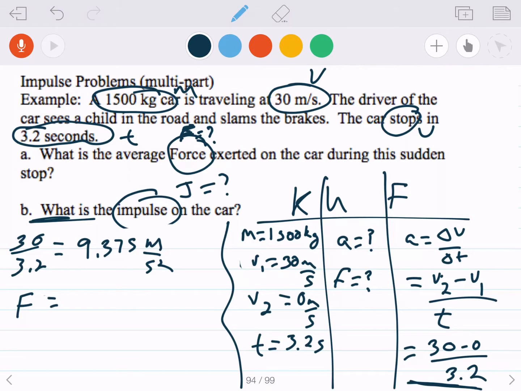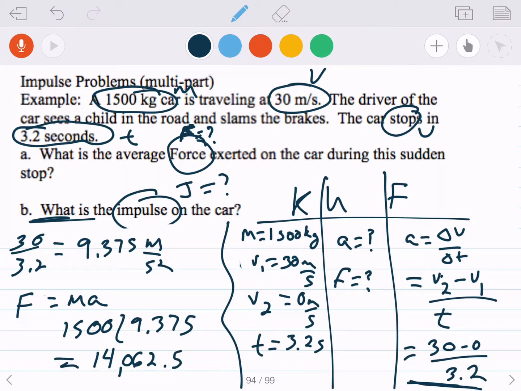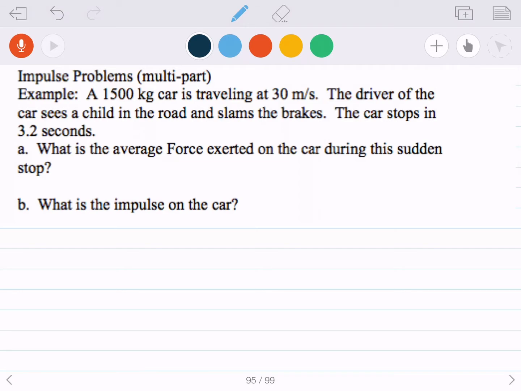And now we have to find our force. Force equals mass times acceleration. So 1,500 times 9.375 equals 14,062.5 newtons. Okay? That's all for part A. We found our acceleration, and now we have our force. Now, let's look at part B.